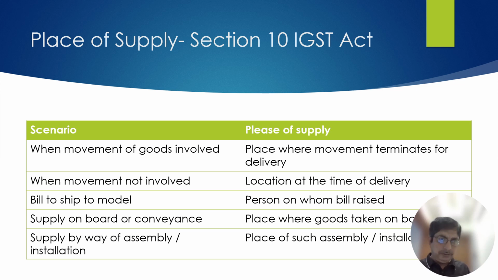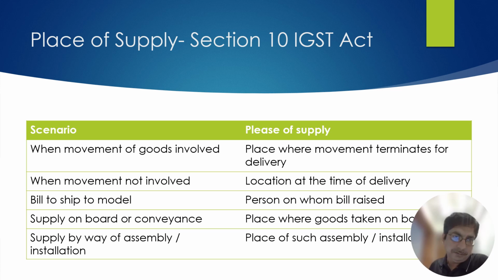Now let's see the second scenario, where movement of goods is not involved. Then the location at the time of delivery is the place of supply. Let's take an example that the buyer in Karnataka comes to Tamil Nadu and purchases the material over the counter, an ex-sales. In that case, the place of supply is Tamil Nadu. Location of supplier is Tamil Nadu. It is a local sale, intrastate sale, CGST and SGST of Tamil Nadu is leviable. If the buyer does not have a registration in Tamil Nadu, then he is not eligible for the credit.